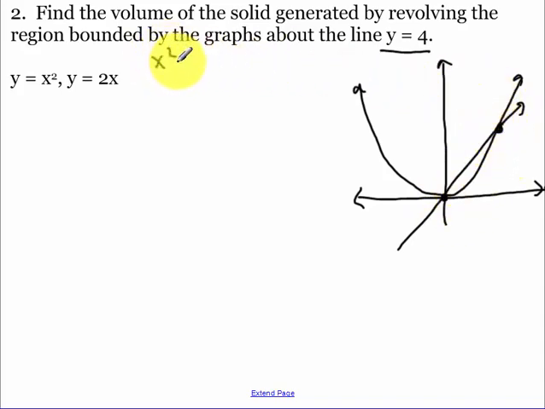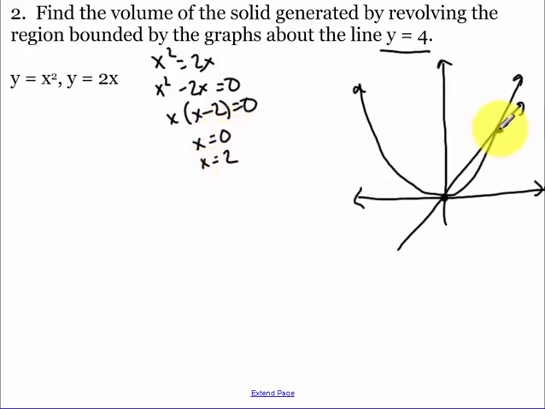Well, first let's find that intersection point. So I set the two functions equal. I subtract the 2x over, and then I factor. So x equals 0, and x equals 2. So this intersection is 2, and the y-coordinate is 4. So I know that my line, so this is the area we're revolving around the line, let's put it in green, y equals 4.